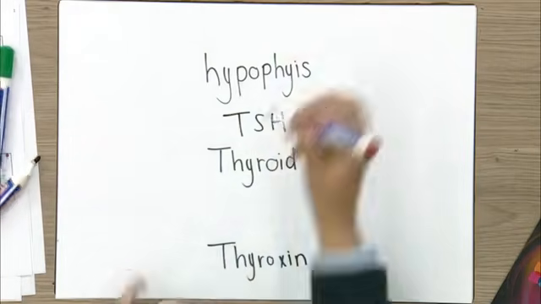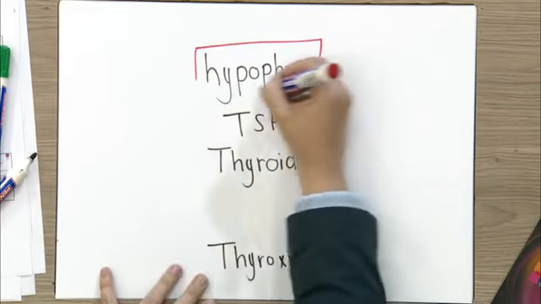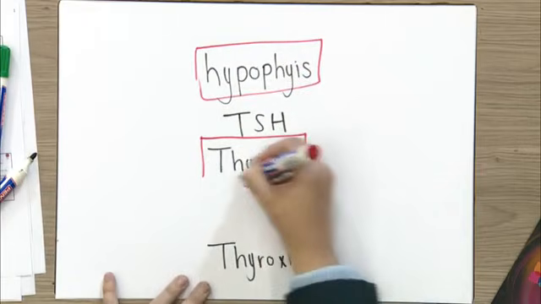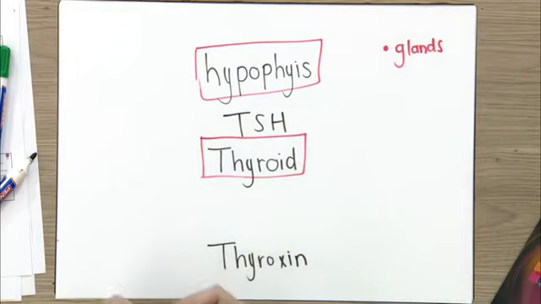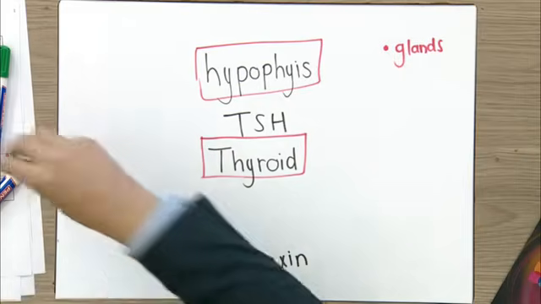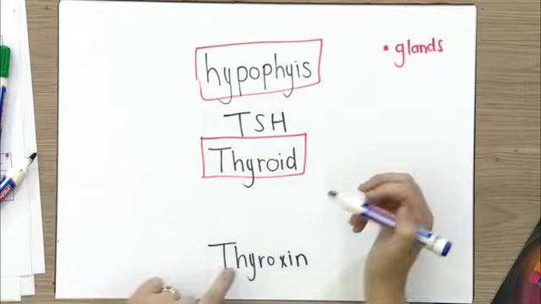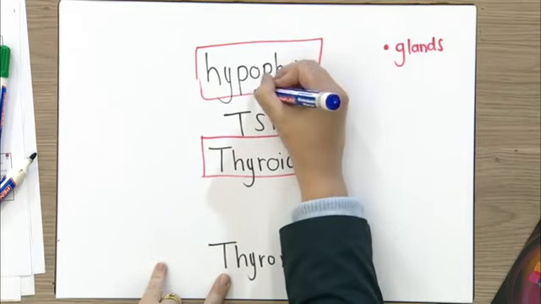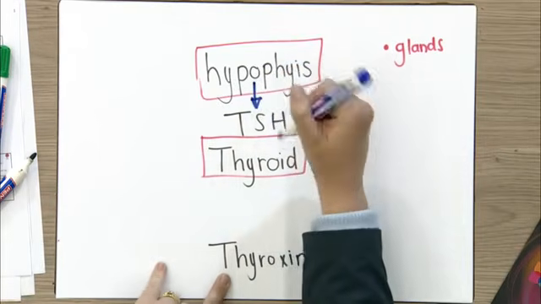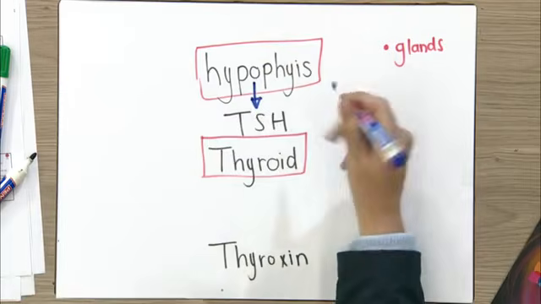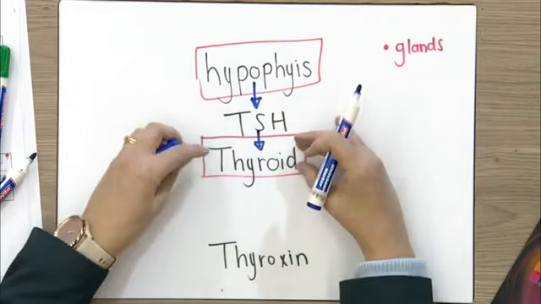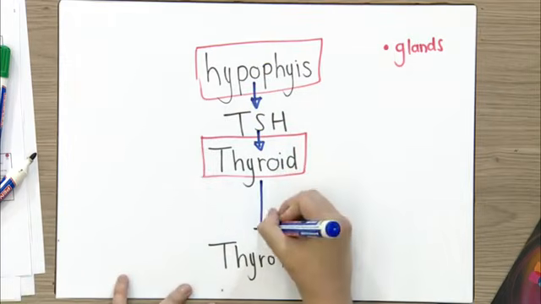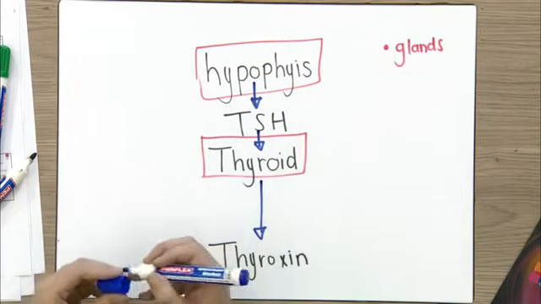So the two in red, hypophysis and the thyroid, those are my glands, right. And these two glands, they need to have a conversation with one another to be able to maintain your thyroxine level. So the hypophysis is going to release TSH. TSH is going to stimulate or inhibit the thyroid, and the thyroid will then release thyroxine.